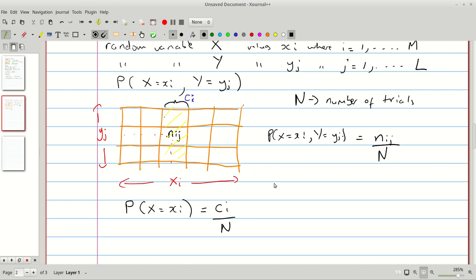So how else can we express ci? ci is equal to the summation over nij, where we're summing over this column, which is represented by j. So if we sum over all values of j of nij, we'll actually get ci.